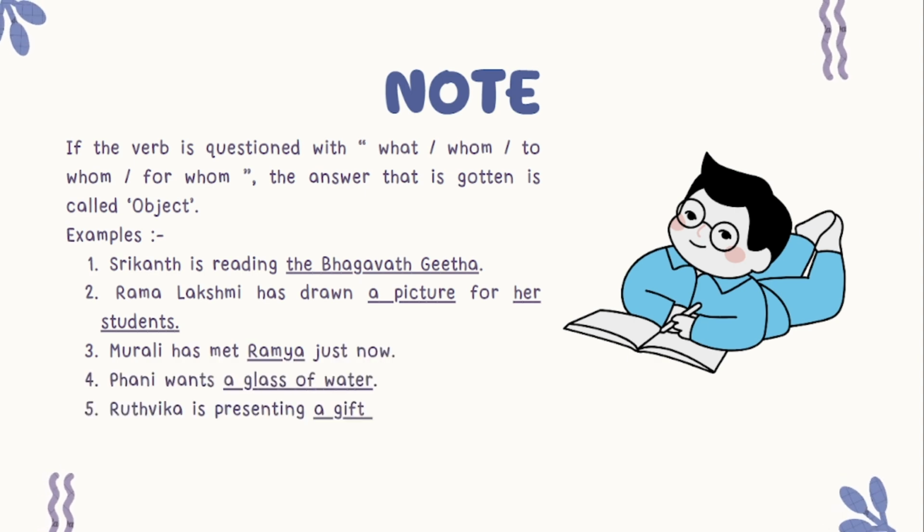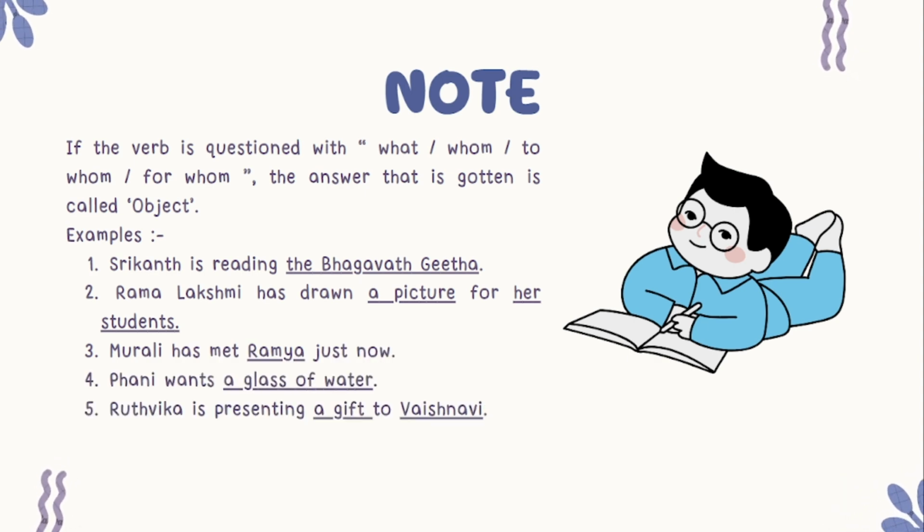Let us discuss another important point, that is object. How to find out object in a sentence? If the verb is questioned with what or whom or to whom or for whom, the answer that is gotten is called as object. Let me explain once again. If we question the verb with what or whom or to whom or for whom, the answer we get is called as object. Let me explain that with an example.